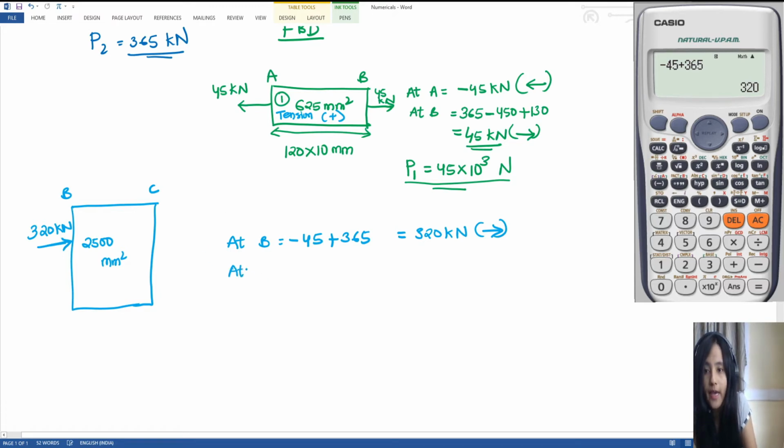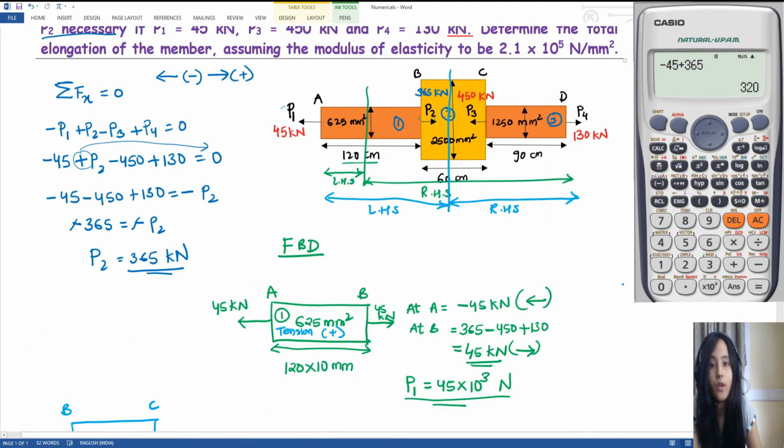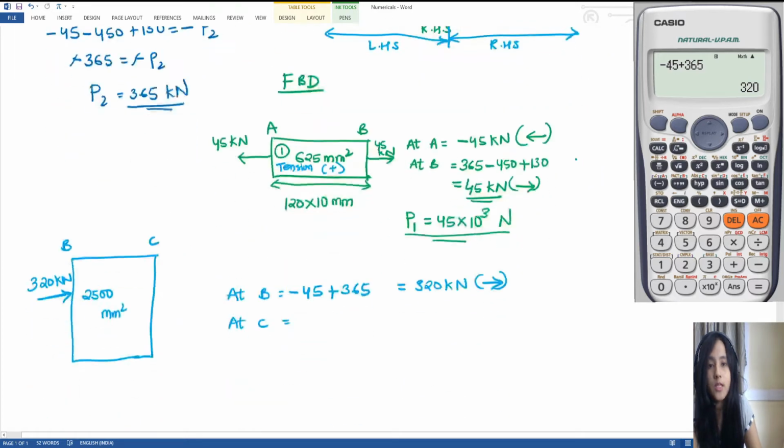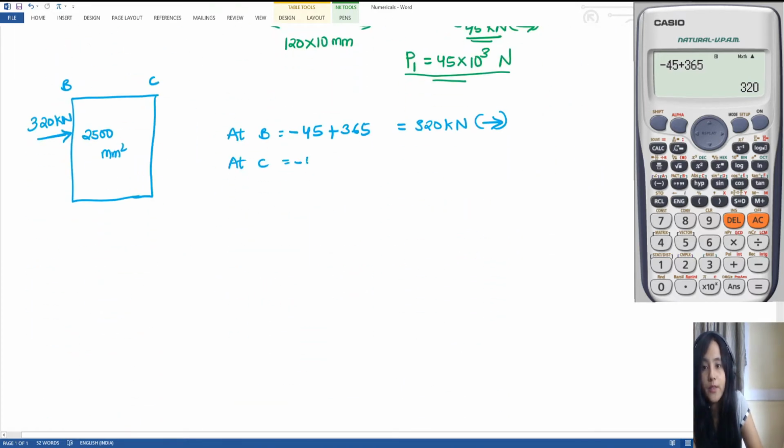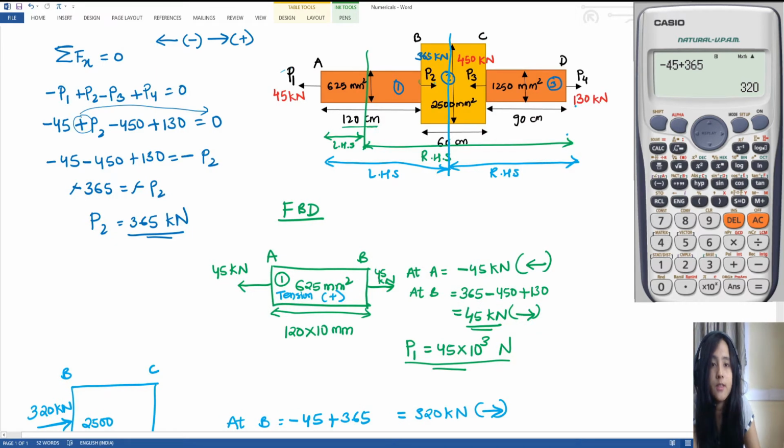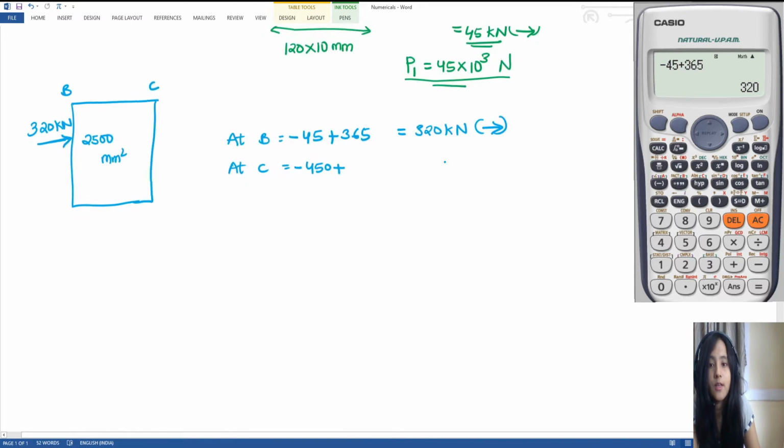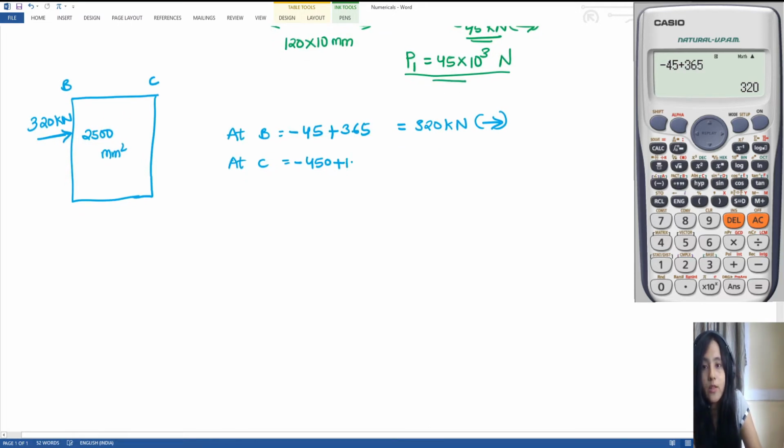Now at C, let us find force at C. Now we need to consider all the forces from this point till this point here, right? So what do we have? We have P3 and P4. P3 is going to the left hand side, so minus 450 plus 130. Minus 450, it is going to the left hand side, that's why minus. Plus, see here, plus, because the direction of this 130 force is towards the right hand side. So whatever force is going to the right hand side, it will be positive. So it is positive plus 130.